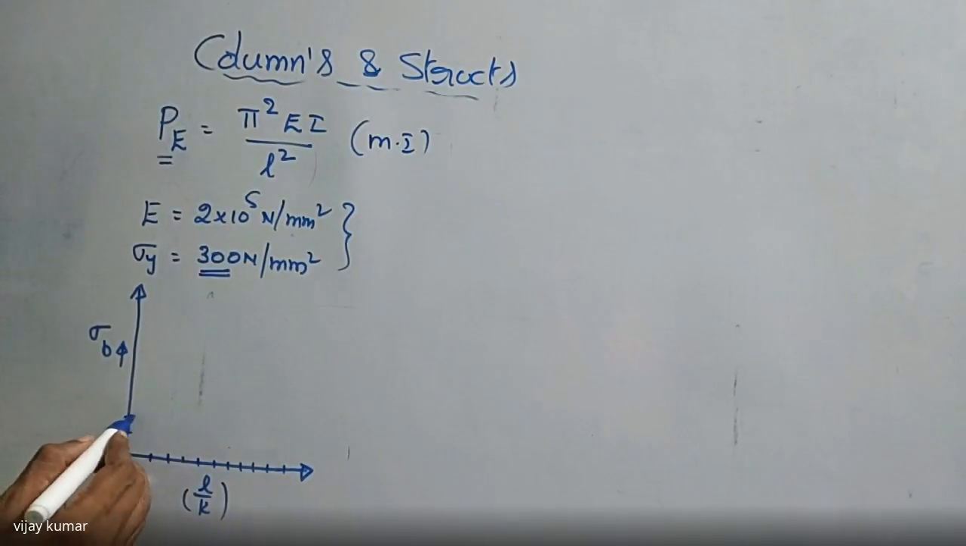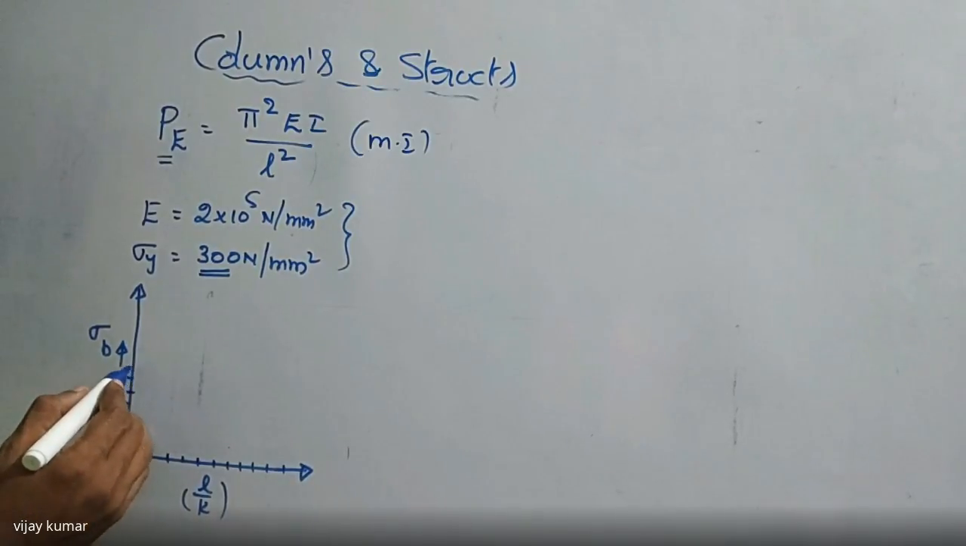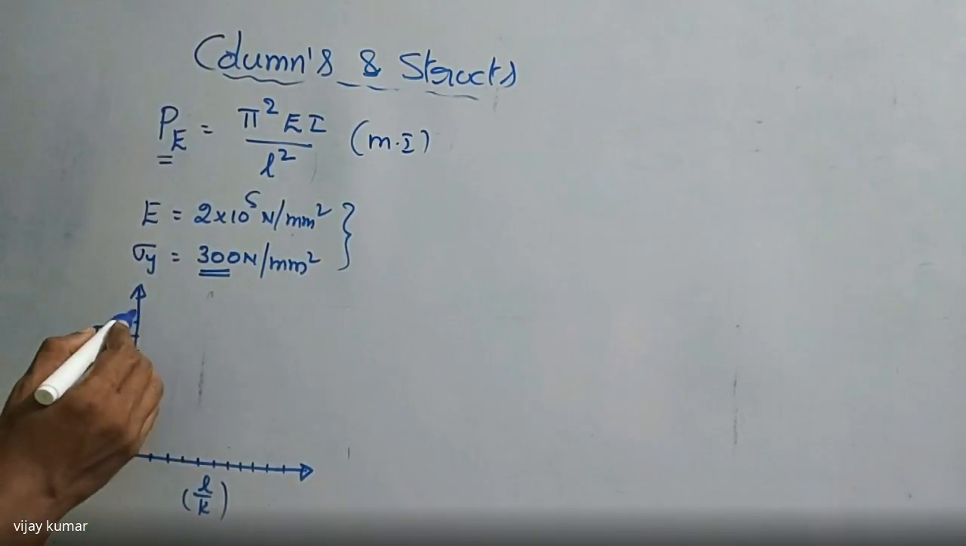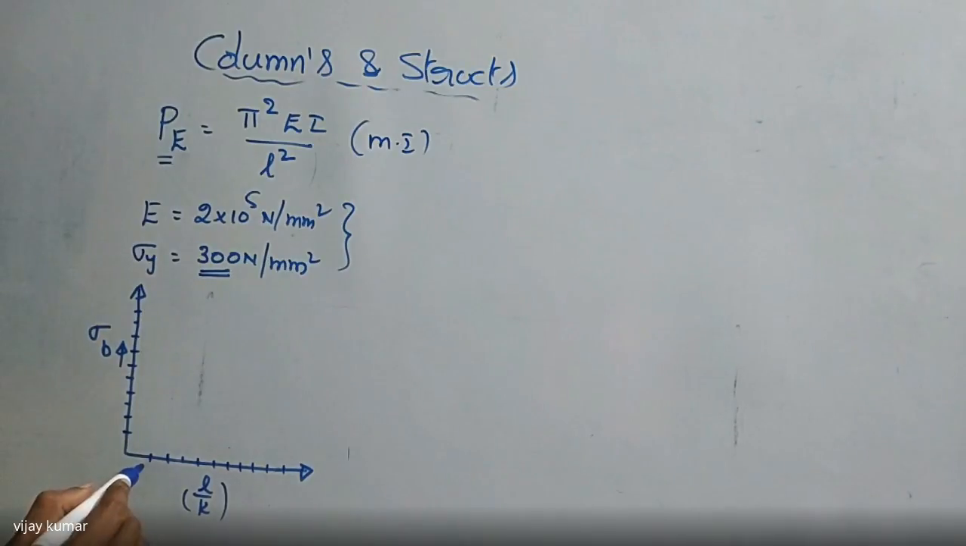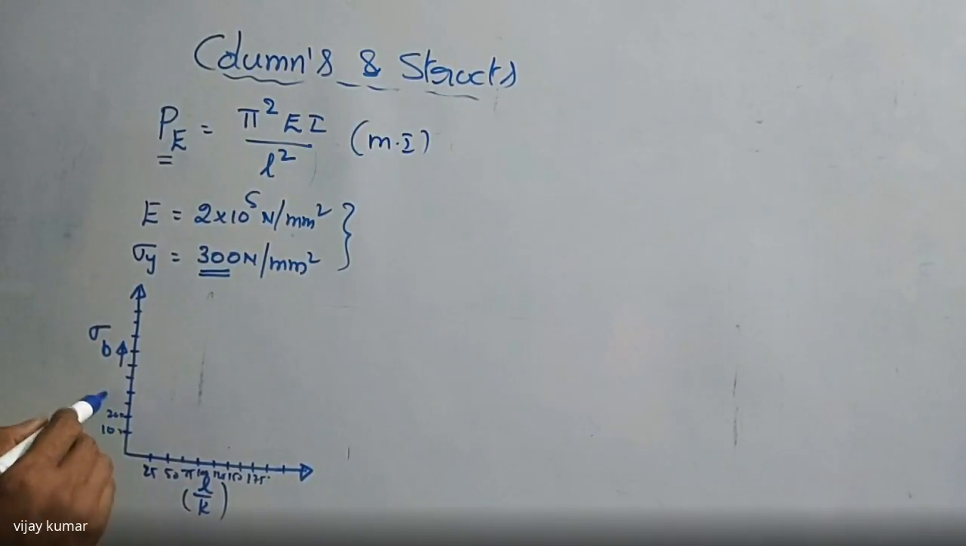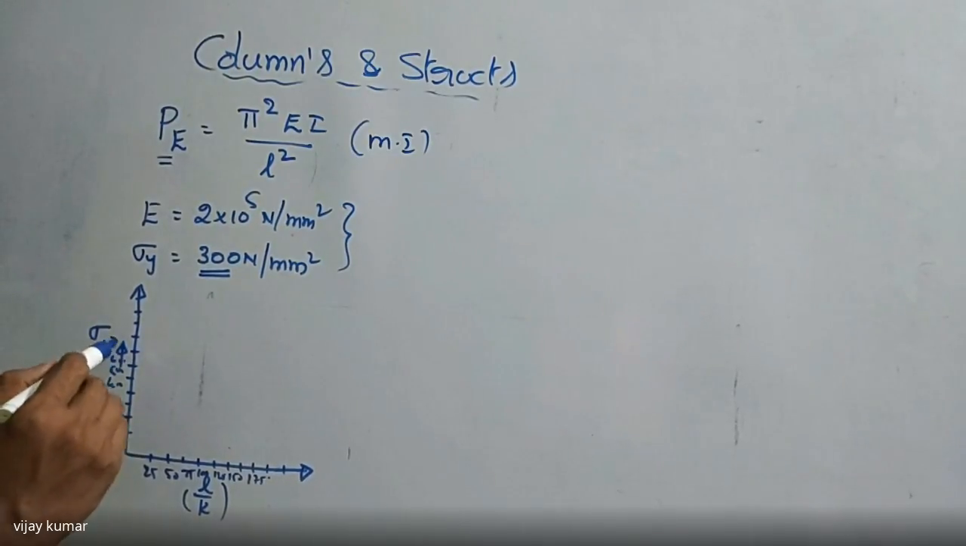It is also 100, 200, 300, 400, 500, 600, 700, 800, 900, 1000 like this. We are writing 25, 50, 75, 100, 125, 150, 175. We can take like this. Here is 100, 200, 300, 400, 500, 600, 700 like this.